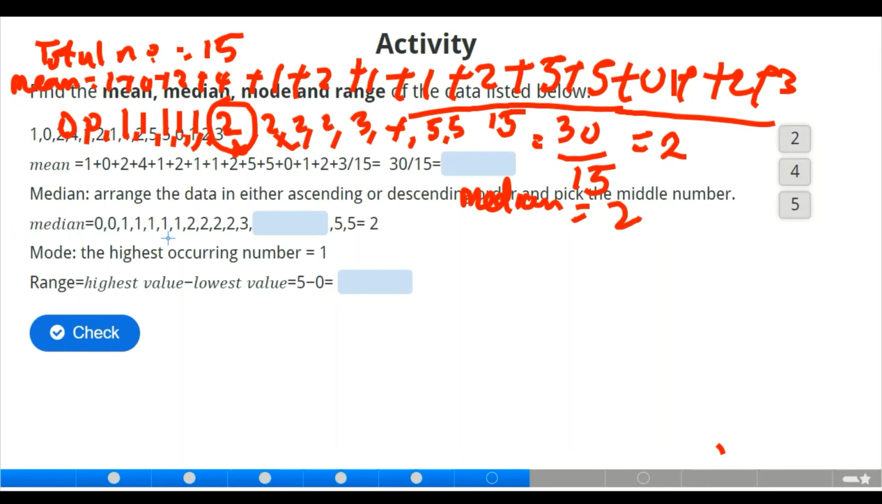But then let's look at the highest occurring number. From here, you can see that 1 occurs how many times? 5 times. So 1 is the highest occurring number. Then for the range, you say that it's the difference between the highest value and the lowest. So from here, the highest is what? 5. And the lowest is what? 0. So 5 minus 0 will give us what? That is 5. And that gives us the solution to that problem.